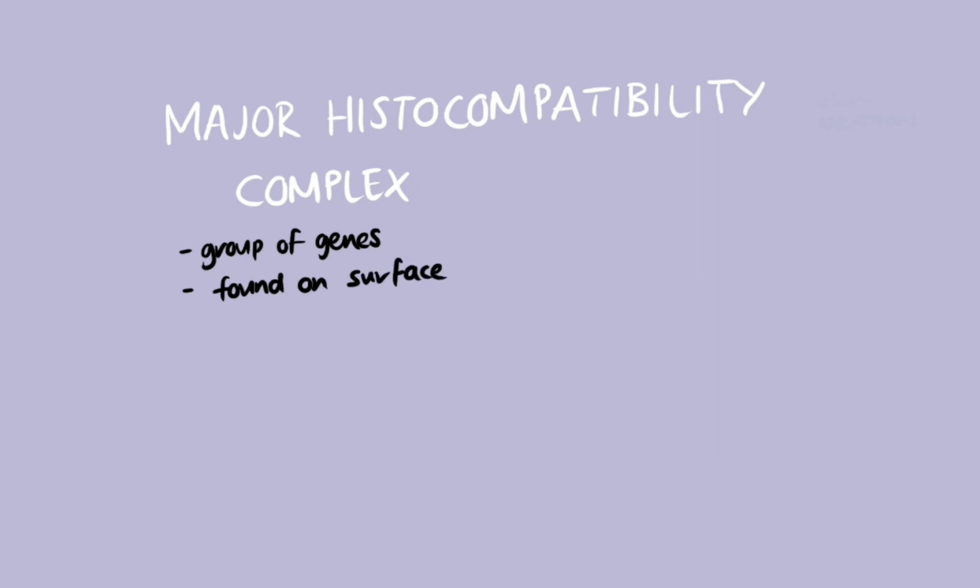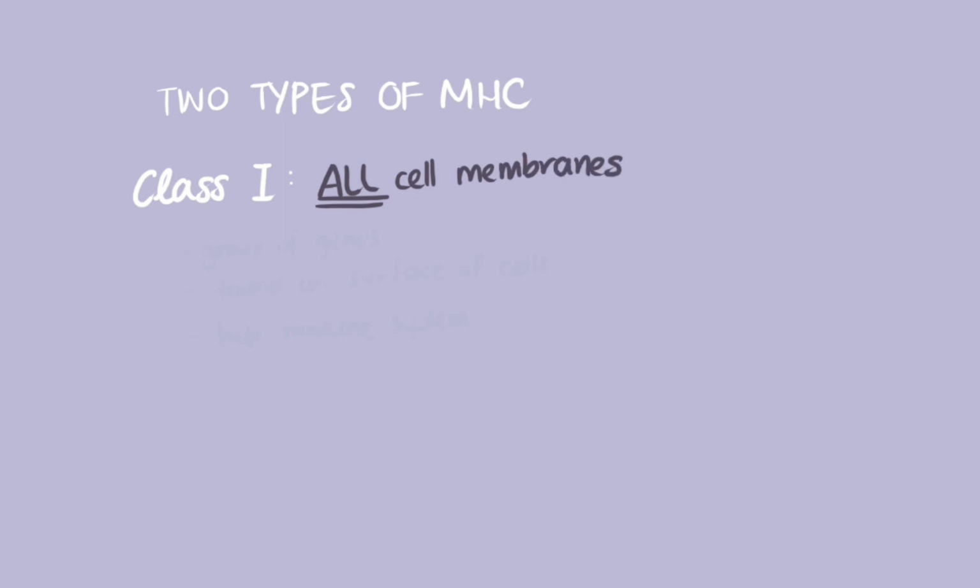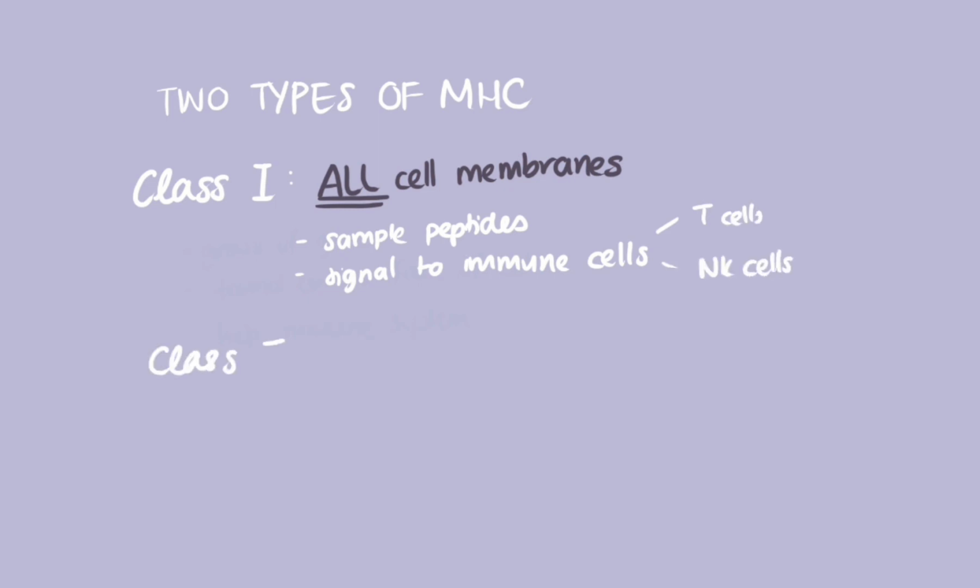Before we go into the last type of innate cell, we're going to talk about something called the MHC, or the major histocompatibility complex. It's a group of genes that code for proteins found on the surfaces of cells that help the immune system recognize foreign substances. And there are two types. Class 1 is found on almost every cell membrane, and these molecules sample peptides generated within the cell and signal the cell's physiological state to effector cells of the immune system, T lymphocytes, and natural killer cells. Class 2 molecules we'll go into in the next video.